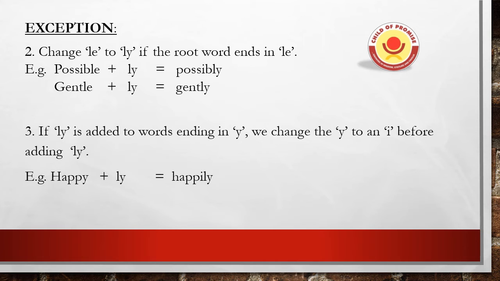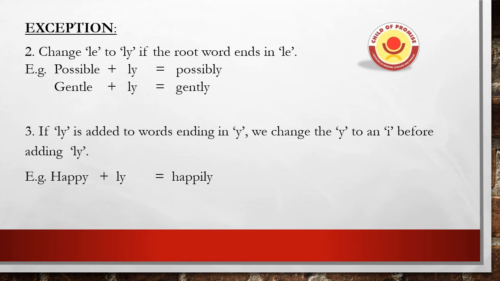Okay, now the third rule. If ly is added to words ending in y, we change the y to an I before adding ly. For example, you see the word happy, and we want to, of course, add ly to the word happy. We don't leave the last letter y. We have to change it to an I first before we add the ly. I hope you are following. All right, let's move on. So that's about the rules guiding the usage of suffixes.